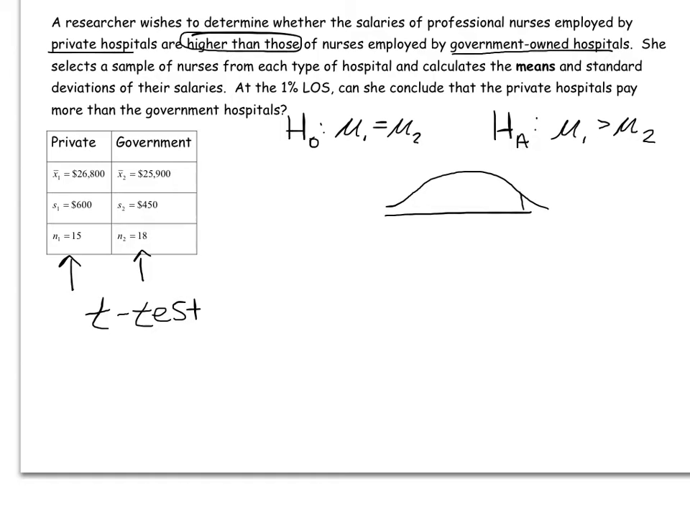Since it's greater than, our rejection region is going to be on the far right-hand side. Look at your two n values, 15 and 18. Take the smaller of the two, subtract 1, so my degrees of freedom in this case is going to be 14. So when I go to look that up, it's going to give me a critical value of 2.62.